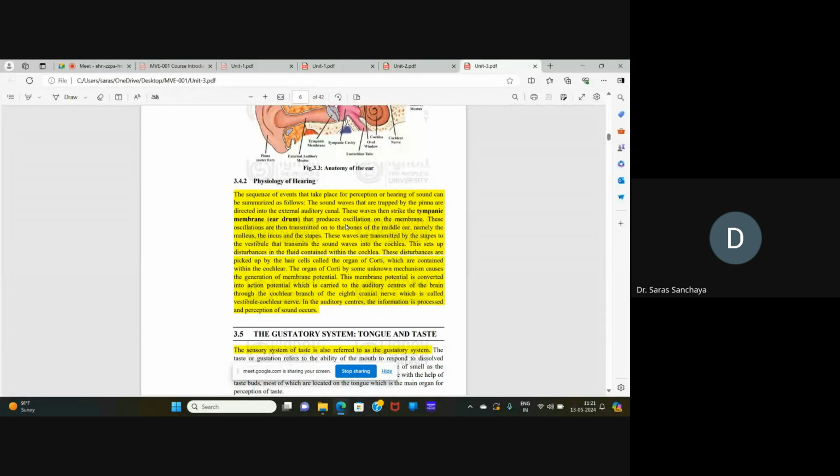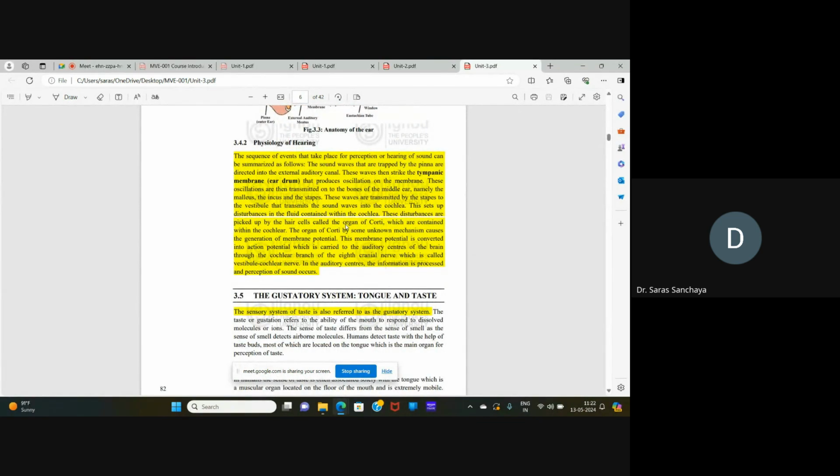These disturbances are picked up by the hair cells called the organ of Corti, which are contained within the cochlear region. The organ of Corti, by some unknown mechanism, causes the generation of membrane potential. This membrane potential is converted into the action potential, which is carried to the auditory centers of the brain through the cochlear branch of the eighth cranial nerve, which is called the vestibulocochlear nerve. In the auditory centers, the information is processed and perception of sound or hearing occurs.